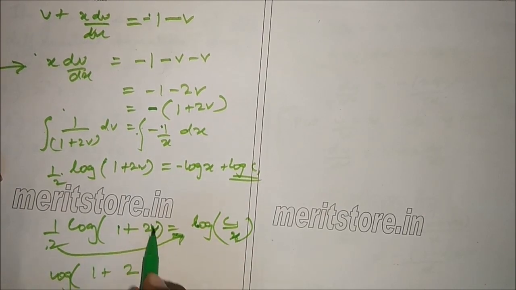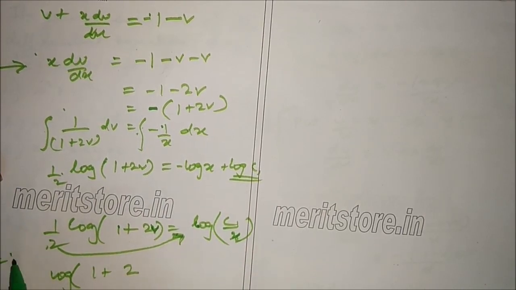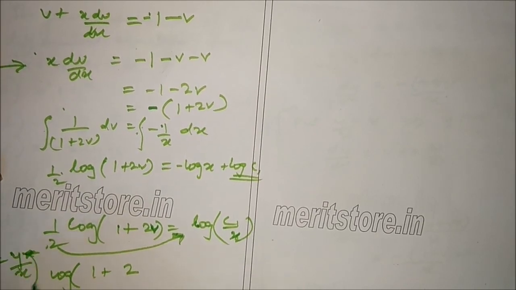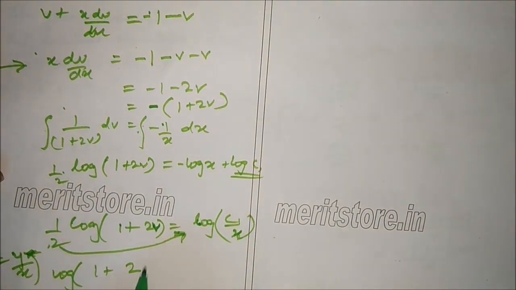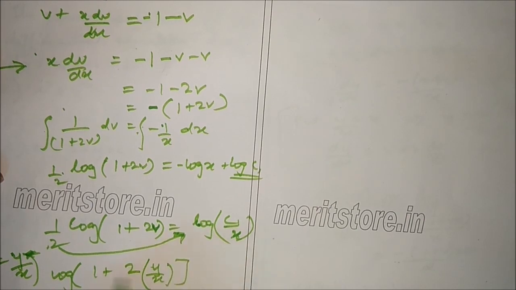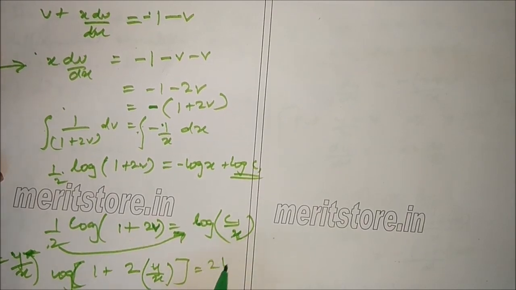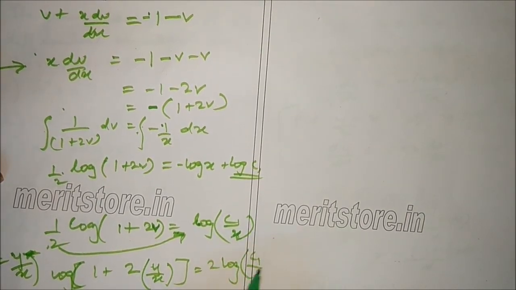Now we resubstitute v equals y by x here. Since we don't need v, we instead need x and y, so we resubstitute v as y by x. So 2 into y by x equals 2 into log of c1 by x.